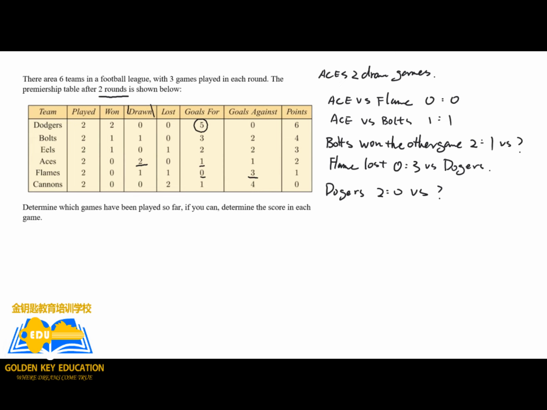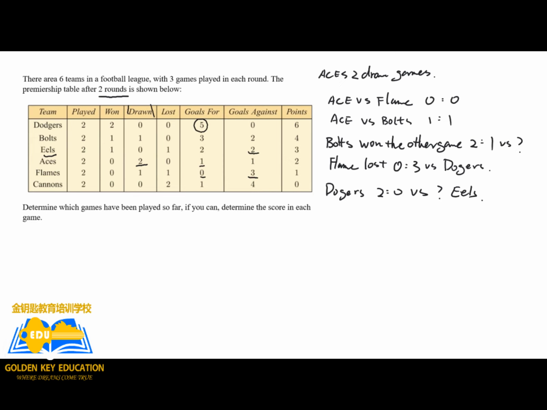All right, so how do we work out Dodgers 2 against 0, which is versus which game? Well, if you check Elves, it has 2 goals being against it, so it must be Elves. Okay. What is the game that is left over for Bulls?